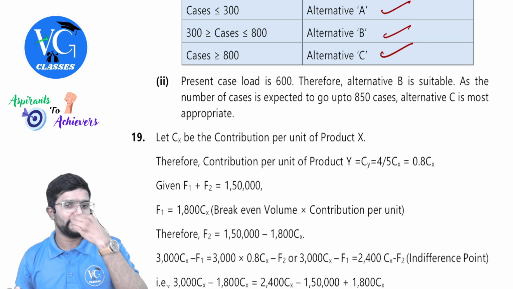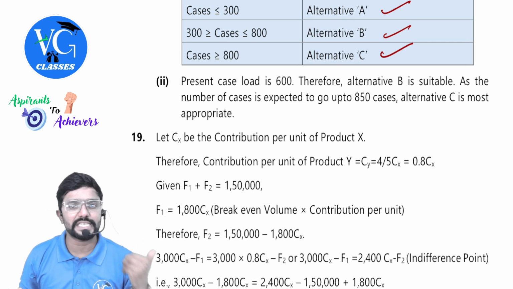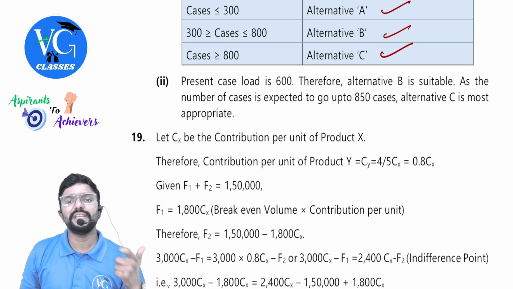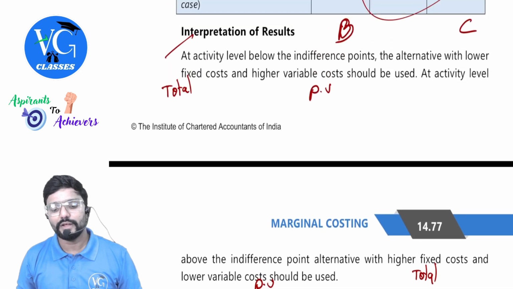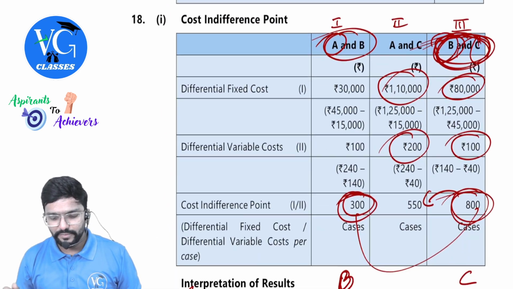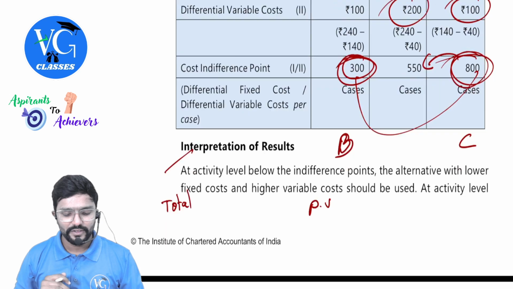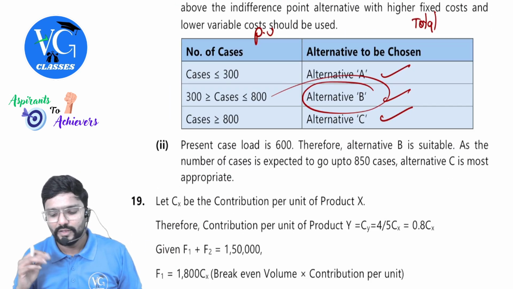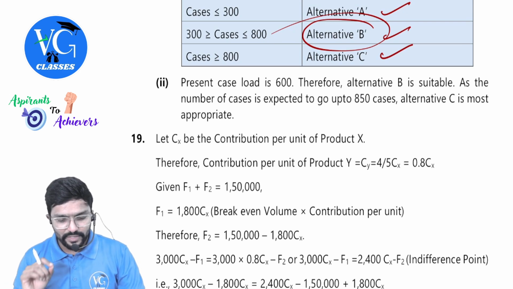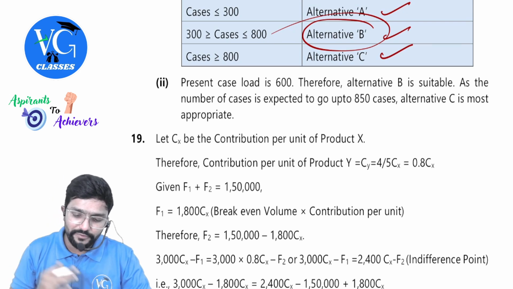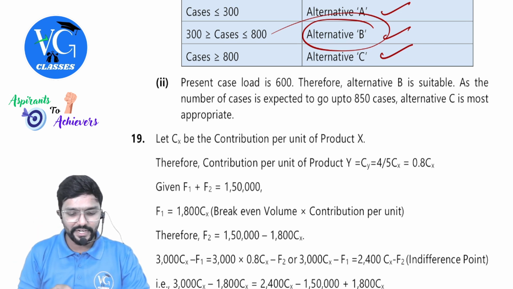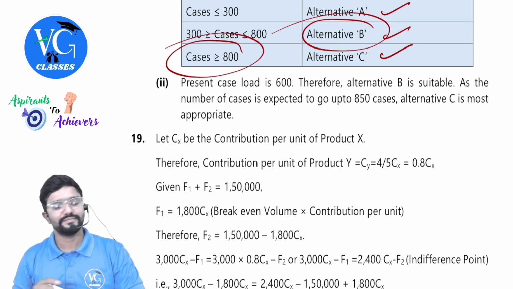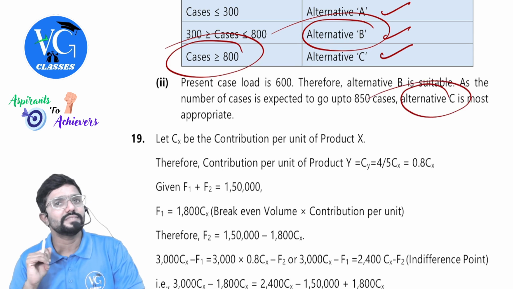Second, they ask something else. Present case load is 600, therefore alternate B is suitable. 600 will fall where, guys? In between 300 and 800. When it is in between 300 and 800, which option did we select? B. As the number of cases is expected to go up to 850, that is more than 800, which one did I choose? C. Alternate C. That's all.